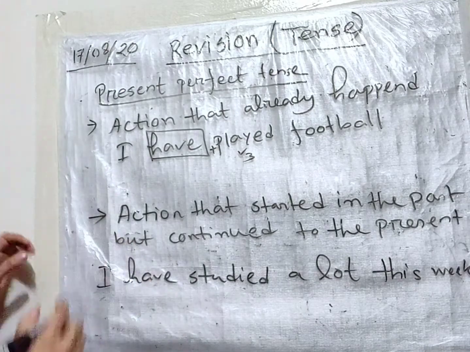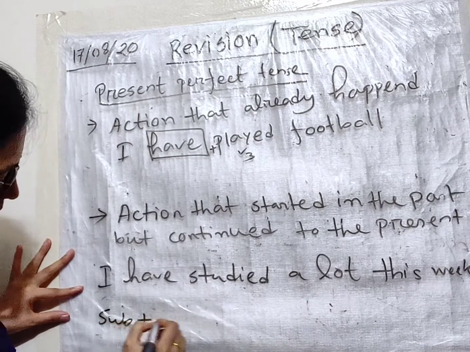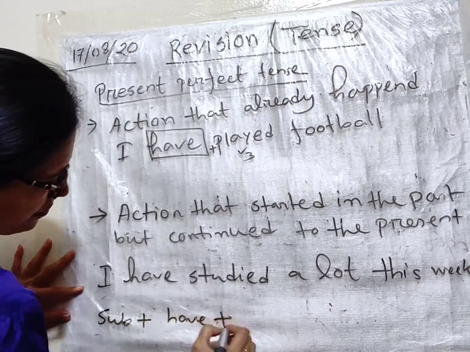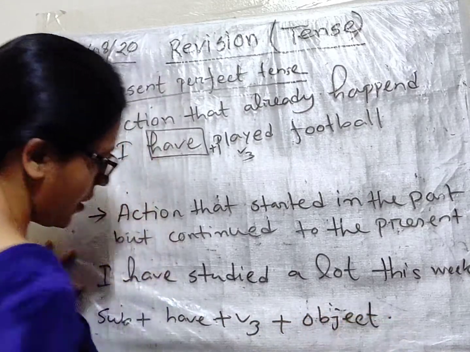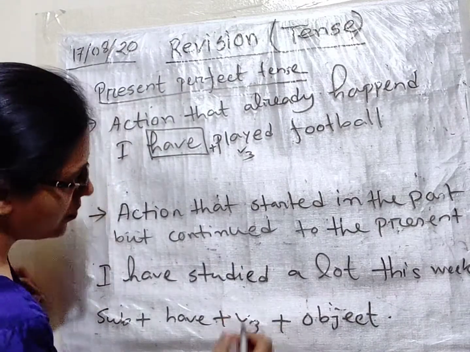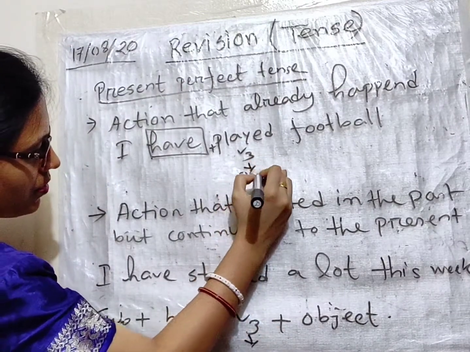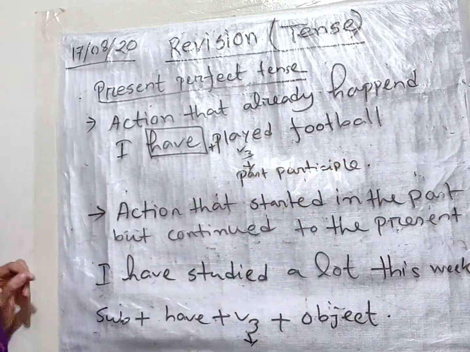Okay, so the structure is subject plus have plus V3 plus object. Okay, have plus V3 means past participle. Clear?